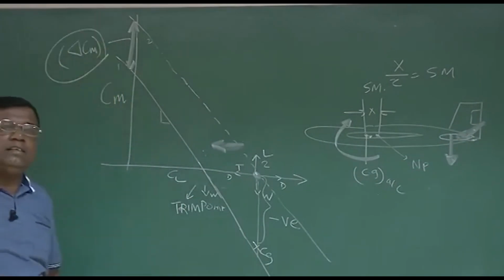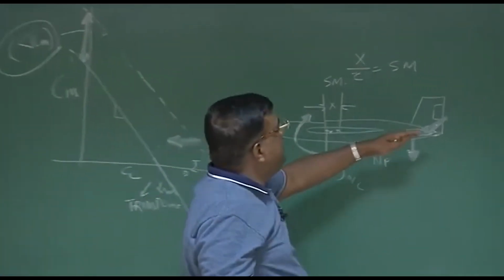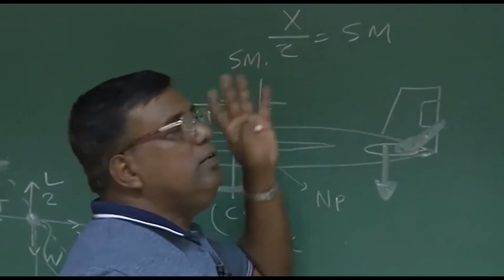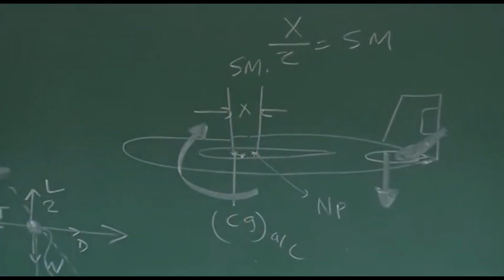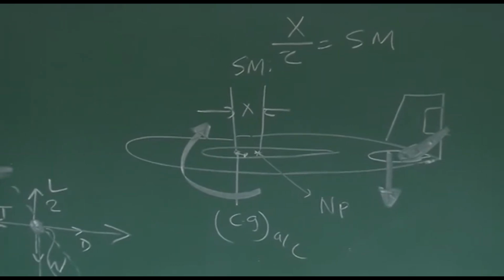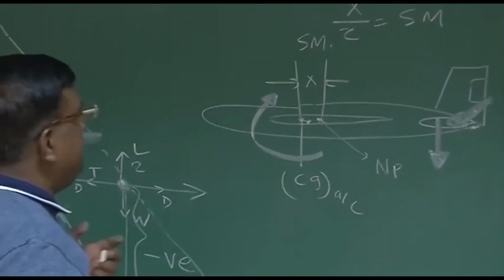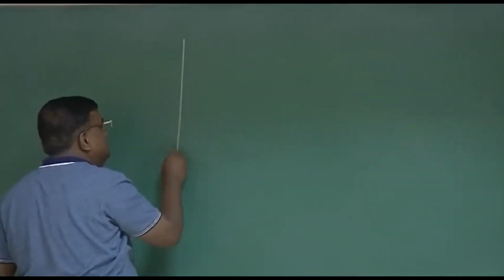Suppose the delta Cm is very large, and whatever elevator deflection you apply, it is still not able to generate that much delta Cm. Then you won't be able to trim the airplane for that CL trim. Okay? So that is the connection. And let us try to understand that via static stability. Okay. Let us take a simple case.